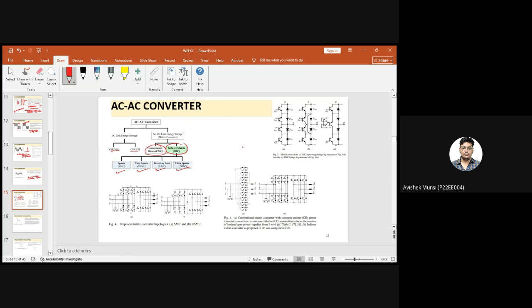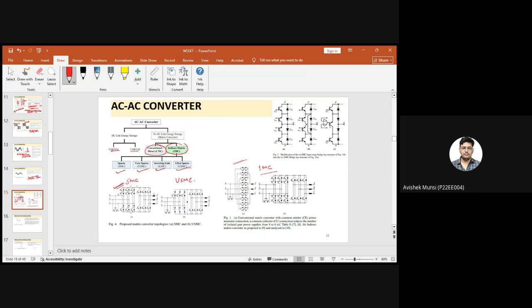So these are the conventional circuit diagrams for the CMC, and this is for the SMC, sparse matrix converter. This is for the ultra sparse matrix converter. And these are for the inverting link matrix converter. Okay.